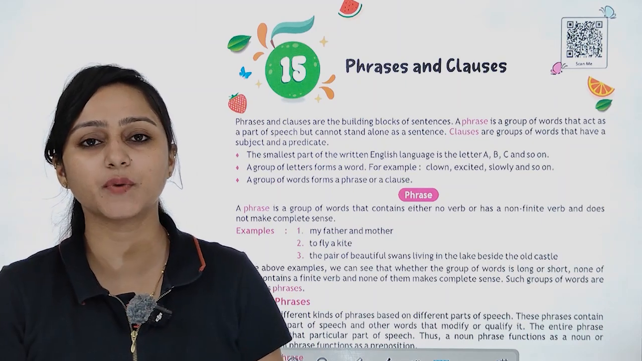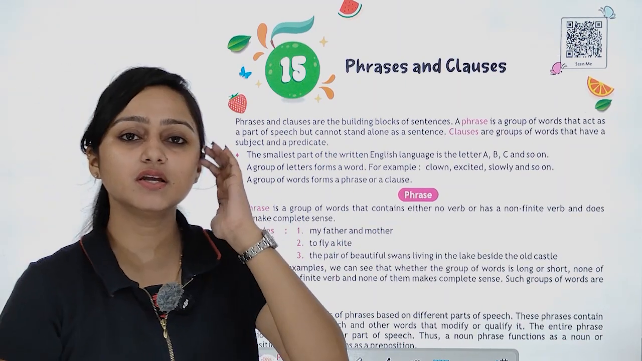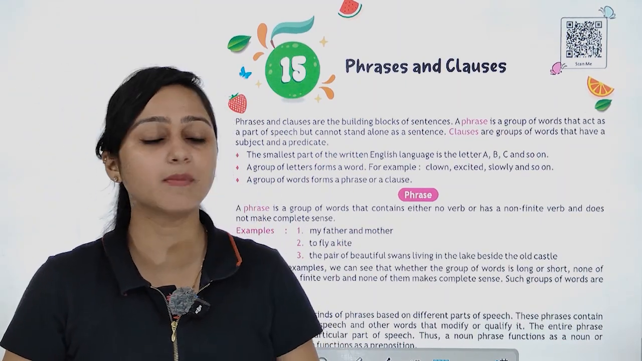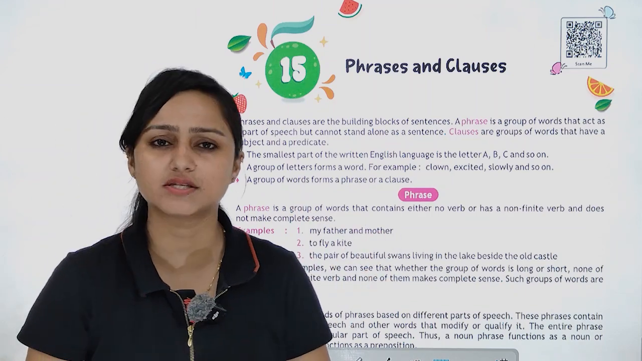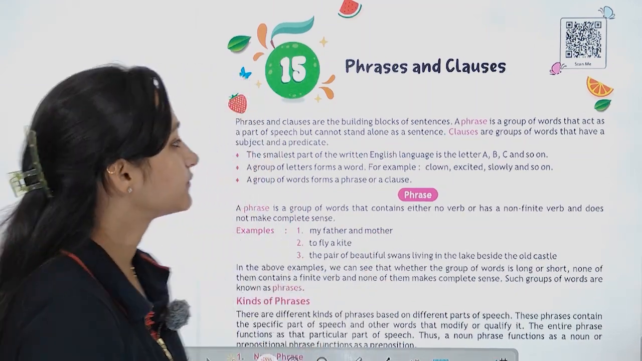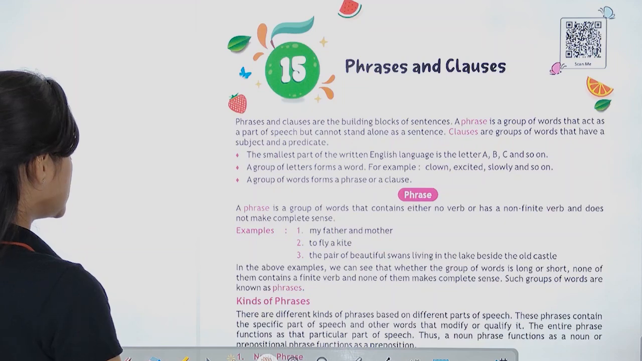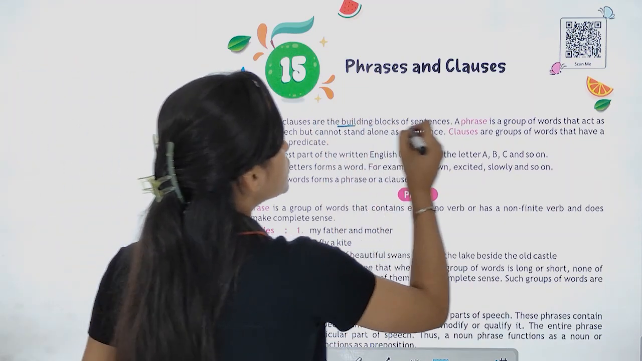Fit and happy. So today we are going to begin with lesson number 15 of your class 7 English grammar, that is phrases and clauses. So let's begin with this lesson. Phrases and clauses are the building blocks of a sentence.